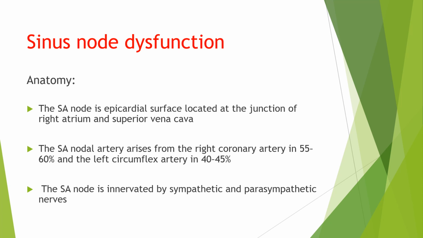So the sinus node is an epicardial structure located at the junction of the right atrium and the superior vena cava. So it's not a discrete structure, it's a kind of a meshwork or network of so many fibers that constitute a sinus node. And it is supplied by the sinus nodal artery, which arises from the right coronary artery in more than 50% of the patients, and from the circumflex in 40 to 45% of individuals. The sinus node is innervated by both the sympathetic as well as parasympathetic nerves.